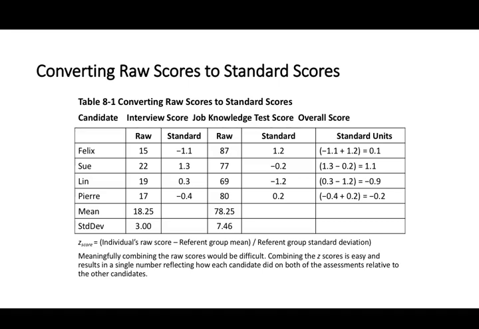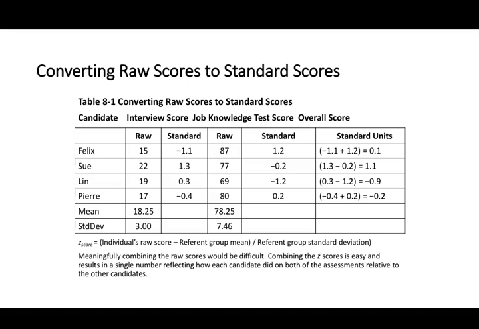Based on this data, it's clear that Sue would be the best candidate because she's the only one scoring significantly above the mean for the group. She's 1.1 standard deviations above the mean on both aspects of this. So she has the highest standard unit score, and she would be the one that we would want to hire.